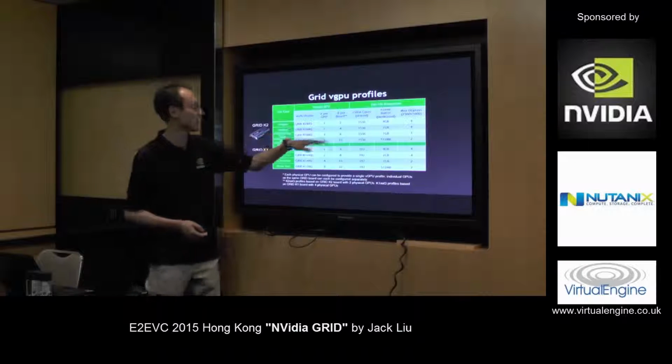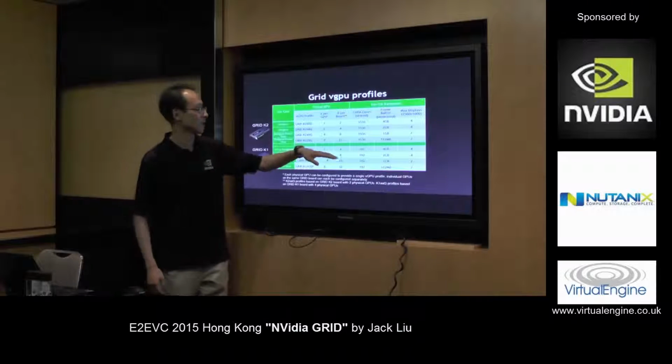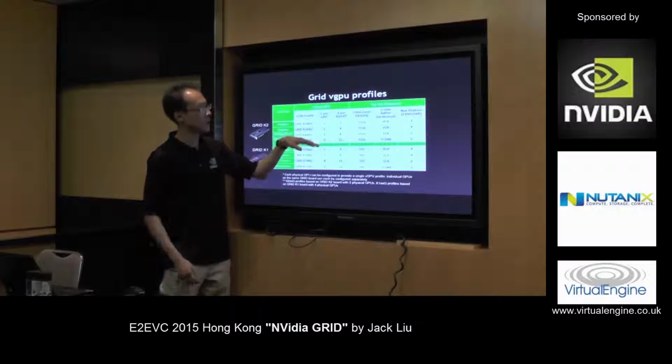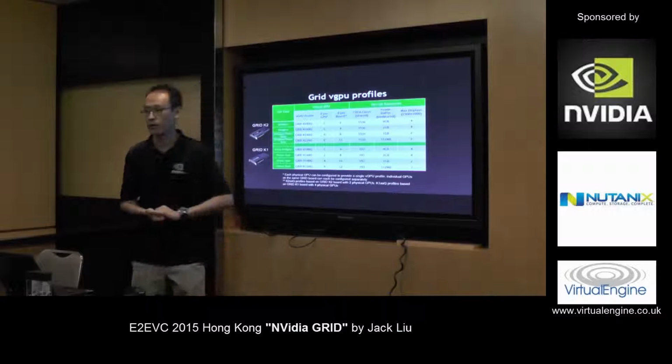So this is why you can see the frame buffer is isolated by the profiles, but you can see the cores are shared.